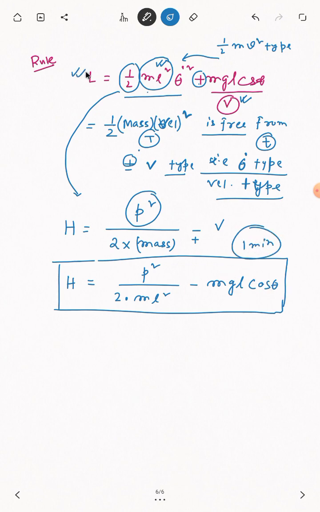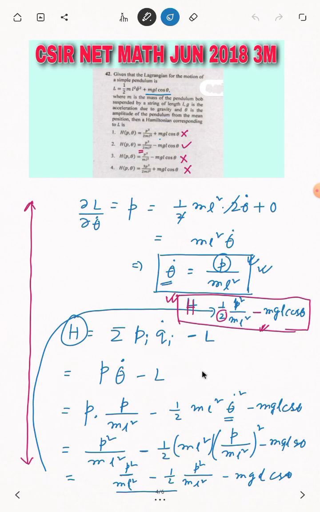Just take the Lagrangian and put p square upwards and then 2 into mass downwards. That means in the numerator we have p square, in the denominator we have 2 into mass, and just take the opposite sign of potential energy to have the answer. Now take a look at the answer. Half into, here this mass is there, and minus m g l cos theta, and that is the answer. That means option 2 is the correct answer. So it will take just 1 minute.